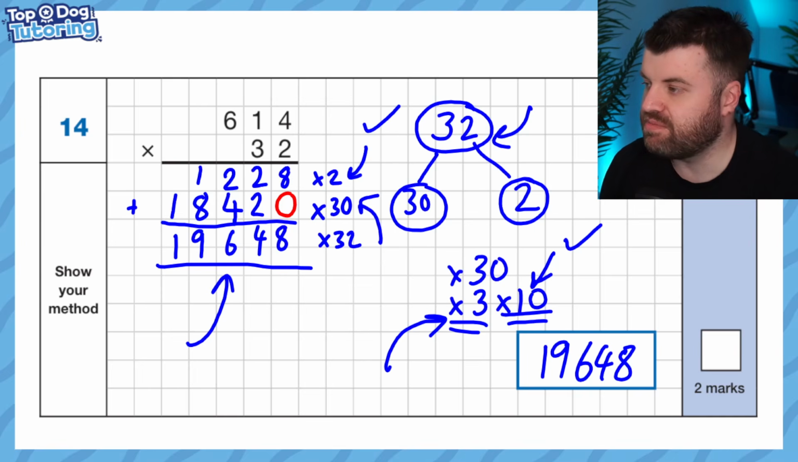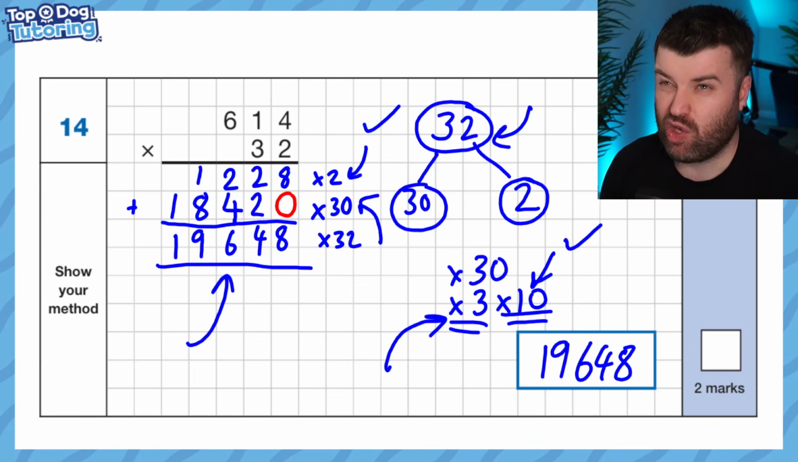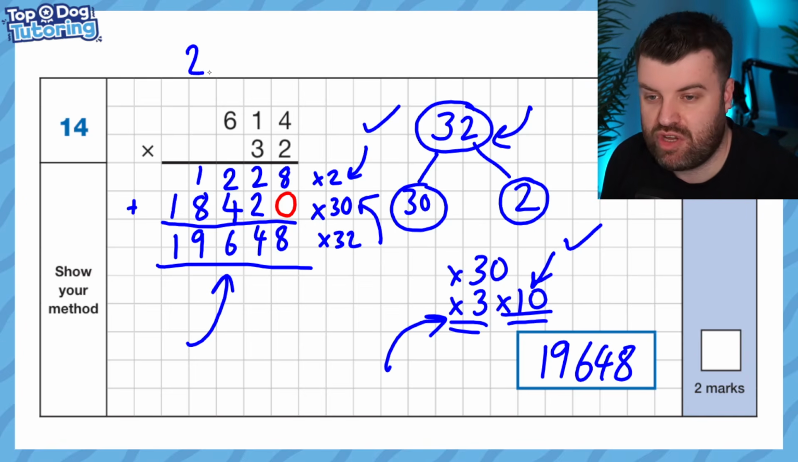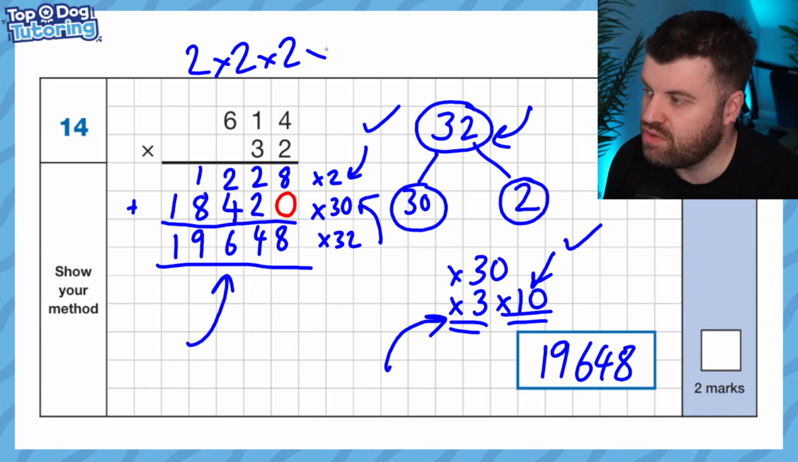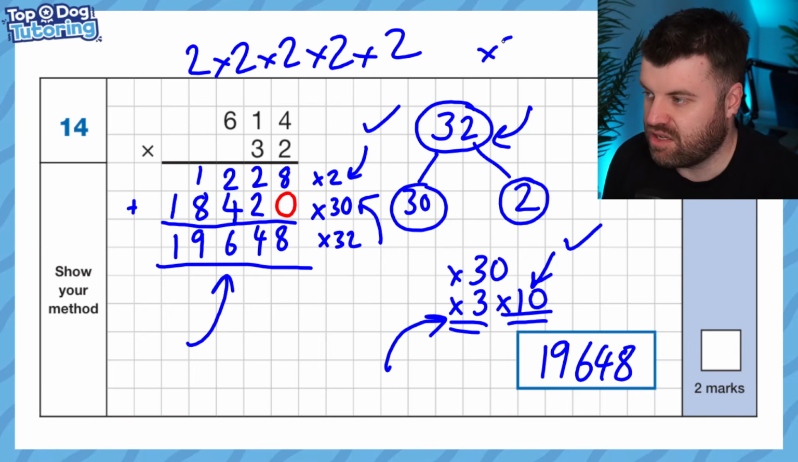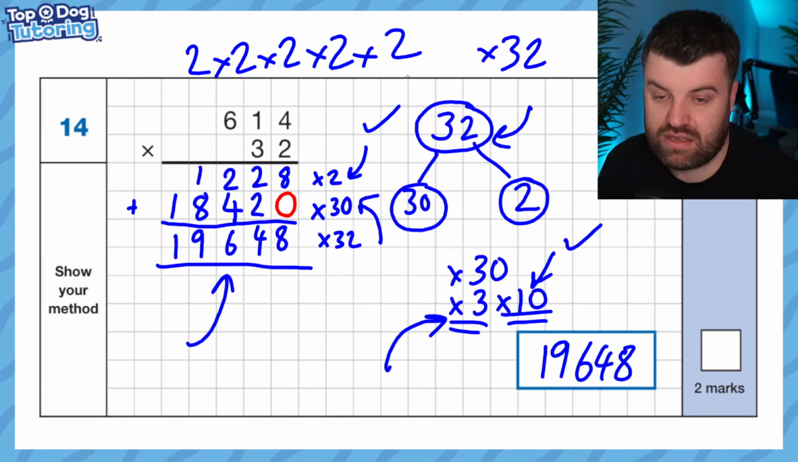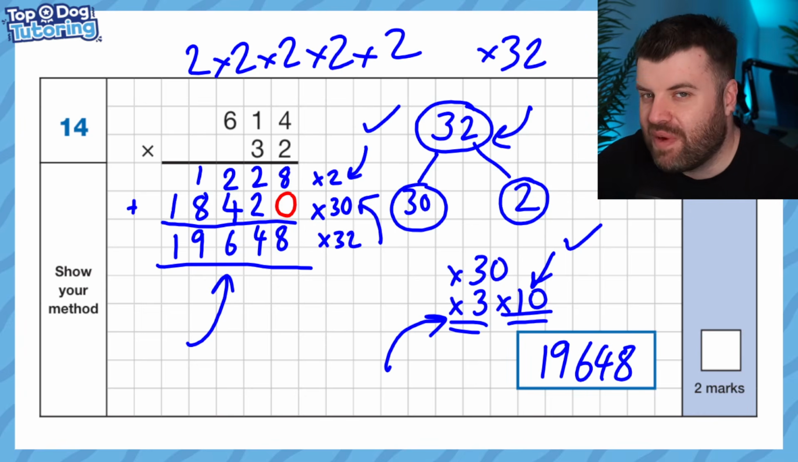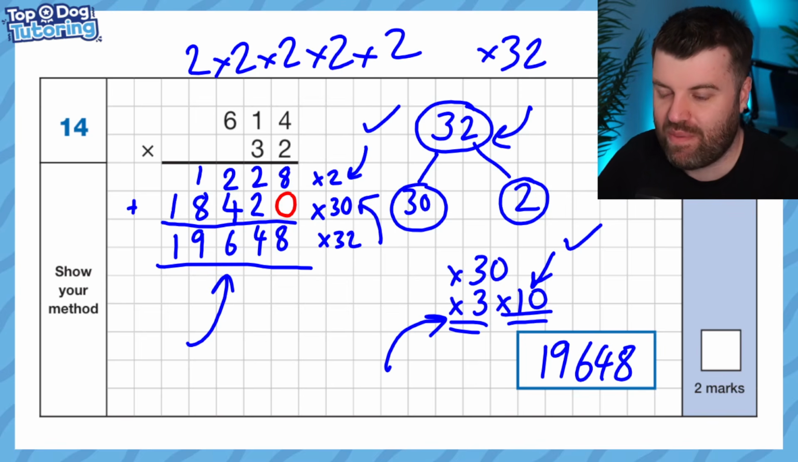The long multiplication method is fine, but do you know what? If I multiply by 32, I could multiply by 2 times 2 times 2 times 2 times 2, because 2 times 2 times 2 times 2 times 2 is the same as times by 32. And you might be really good at doubling, so double it 5 times and you get to the answer. There's loads of different ways you can calculate things in maths. There's not one way of doing it.